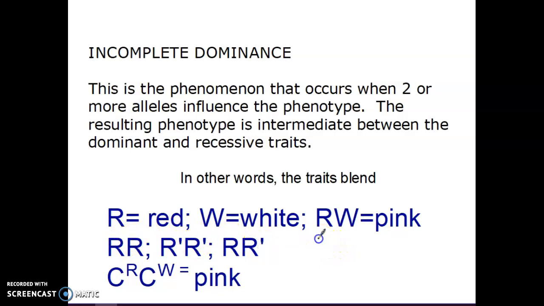So you guys know when traits blend, red and white make pink. Okay, so that's just an example of incomplete dominance. Many human traits are incompletely dominant. So as a simple example, if you have someone who has perfectly straight hair and then their husband or wife has really curly hair, a lot of times the children are born with wavy hair or something in between the straight and the curly. That happens actually quite often, more so than completely dominant or completely recessive.